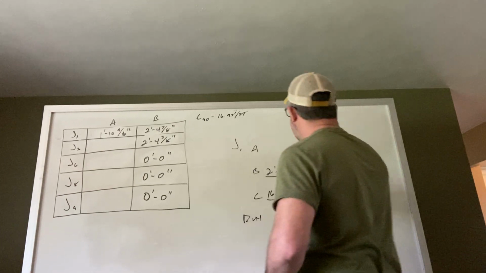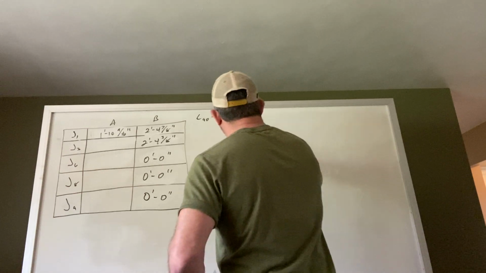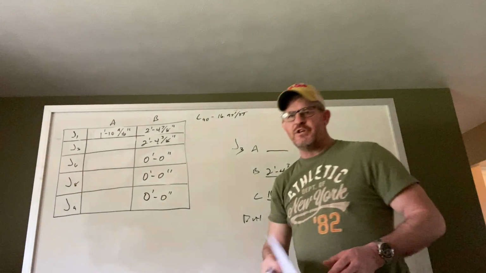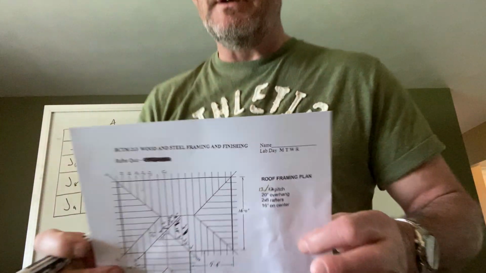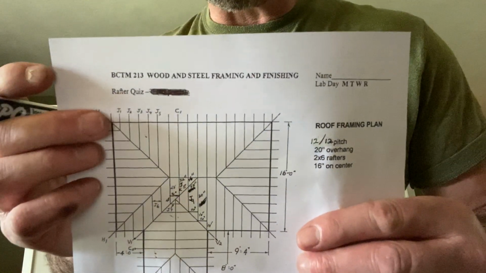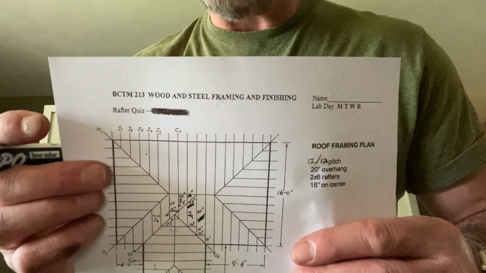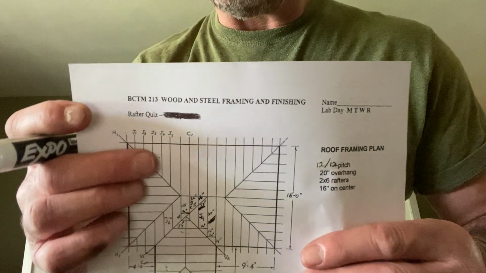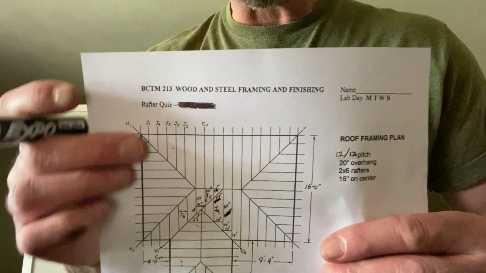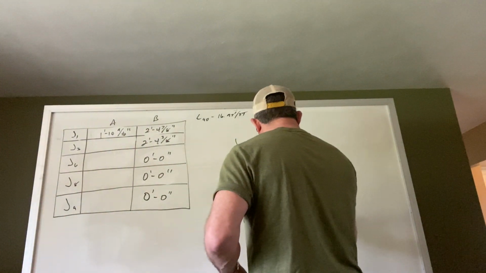So our A and our run for jack number 3. I should be able to just reason it out. 3 times 16 is what? But let's go ahead and look at it, because I've got 16, 32, 48. So 48 by 48 by 48 by 48 square. So my run is going to be 48 inches or 4 feet.